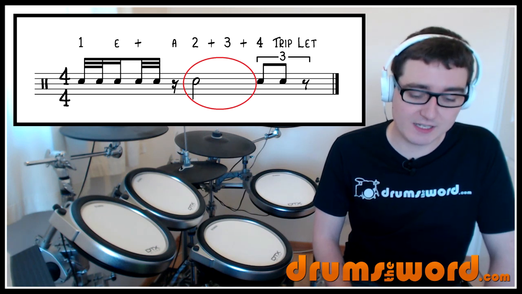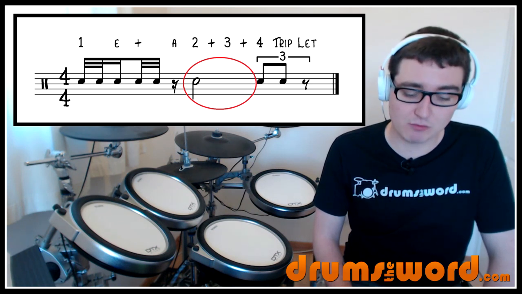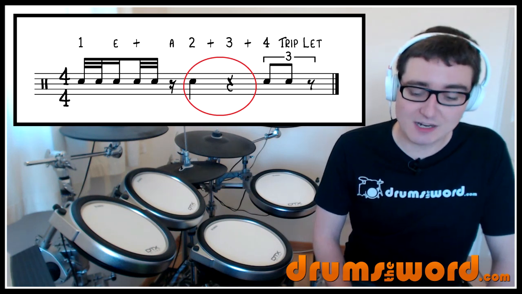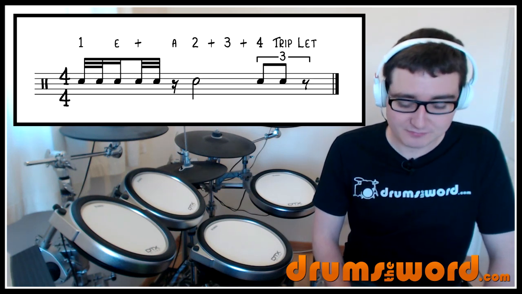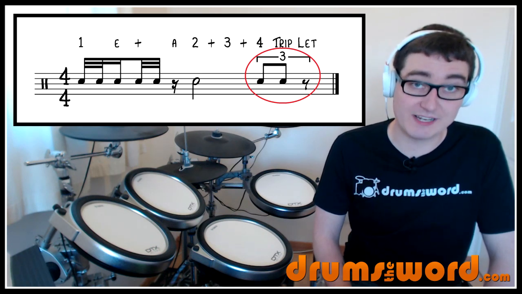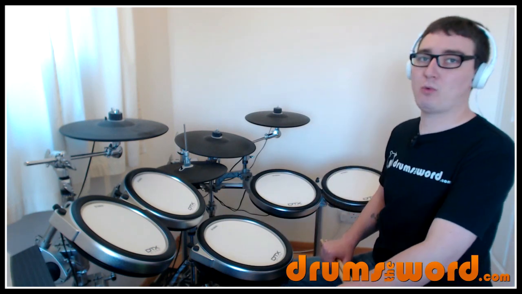Another way you might see this written is with a quarter note and a quarter note rest like this, but we want to use less ink, so let's stick with the half note for now. For beat 4 we have a set of 8th note triplets and the third triplet note is rested. Here's what this bar sounds like. Quite a tricky one to count.